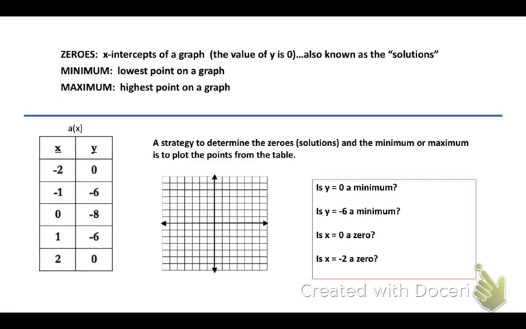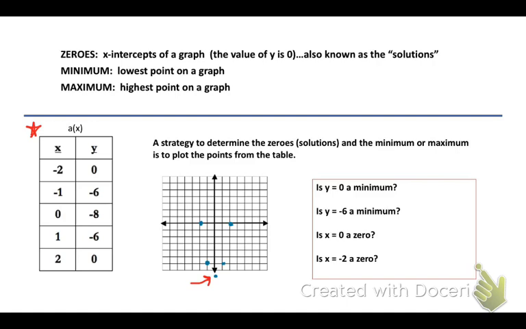Also minimum and maximum. That's the lowest and the highest point. So if you're given a table like this, A of x, one strategy that you can do is just to plot those points and just look at them. So when I plot the points, then I can pick out a minimum or a maximum. I notice that my lowest point here is when y is negative 8.